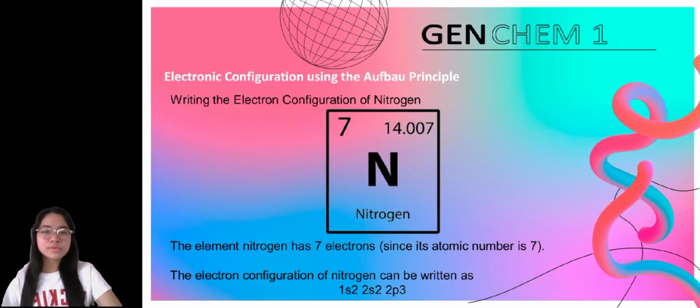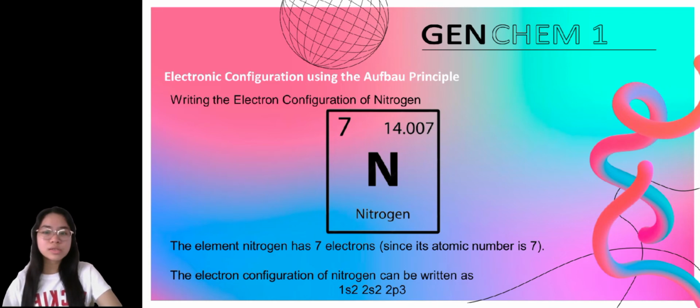Another example is writing the electronic configuration of nitrogen. We determined that the element nitrogen has 7 electrons since its atomic number is 7. So, the electrons are filled into the 1s, 2s, and 2p orbitals. Note that s is equal to 2 and p is equal to 6. And since we follow the order in which the orbitals are filled, the pattern will be 1s, 2s, and 2p.